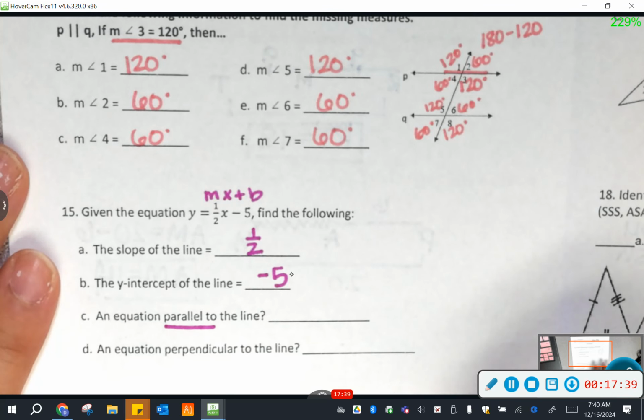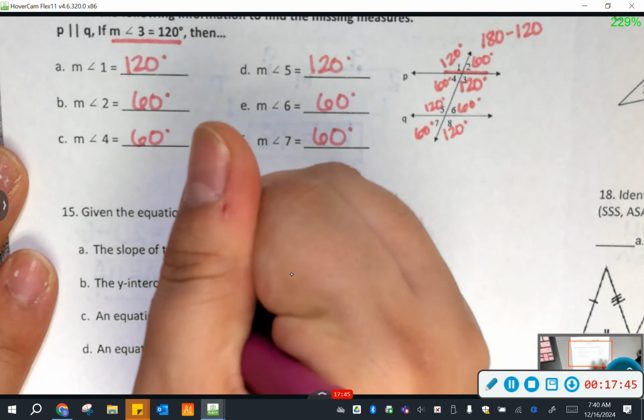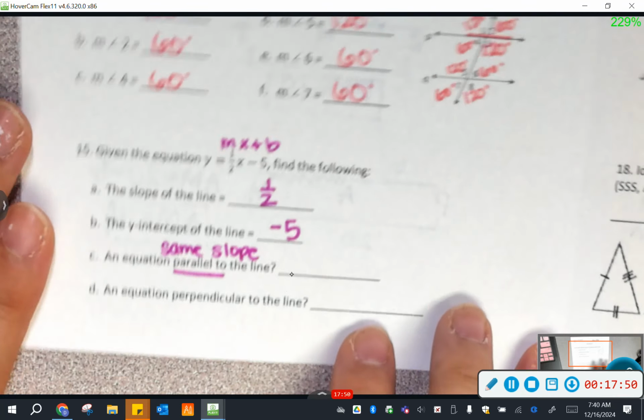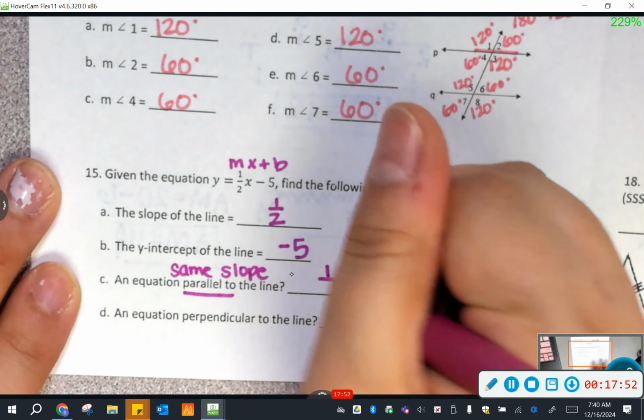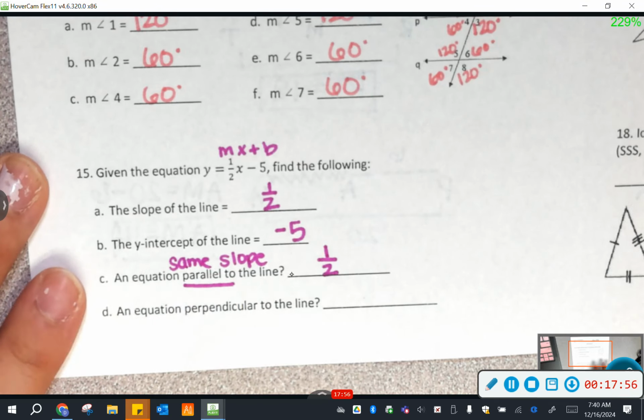What would be an equation parallel? Parallel lines have the same slope. Parallel means same slope. What was my slope up top? So my parallel slope would also be 1/2. Parallel means same slope.